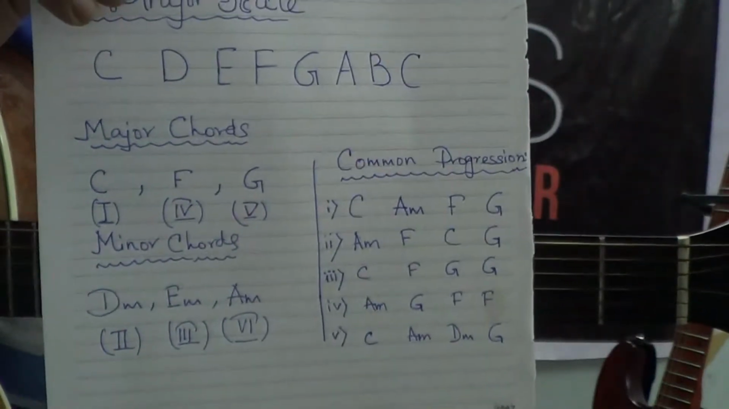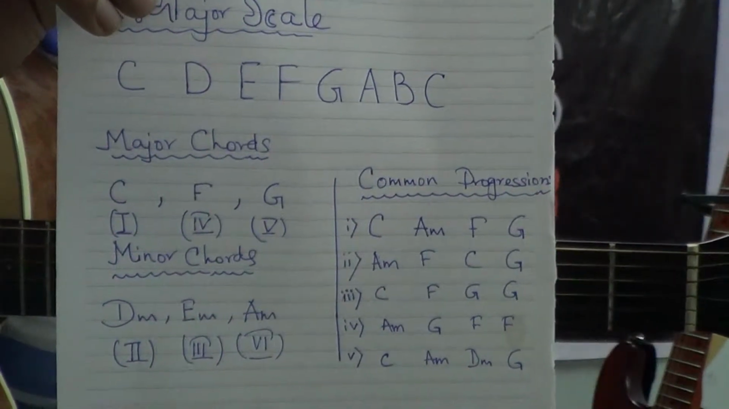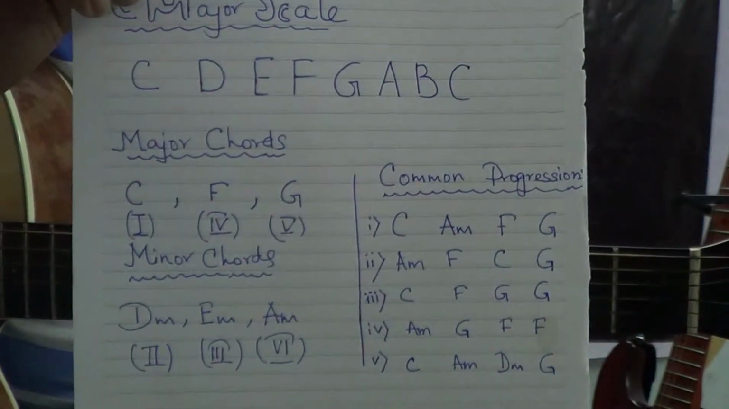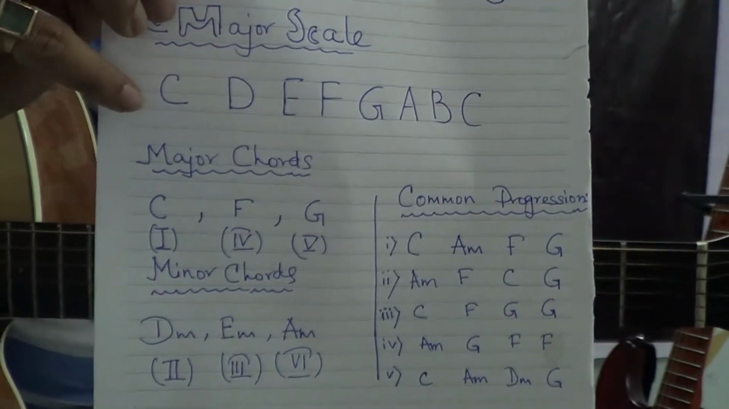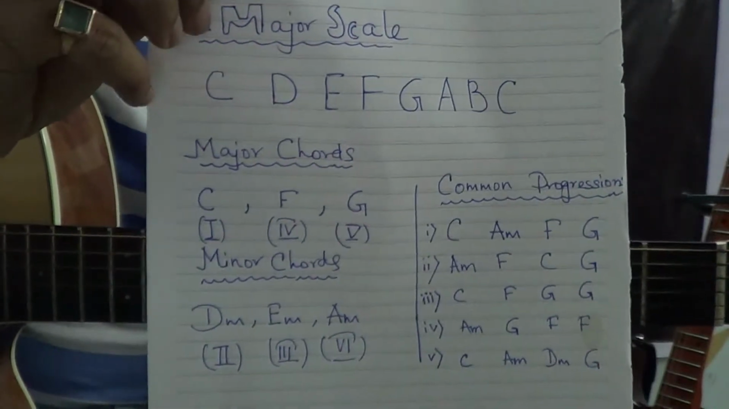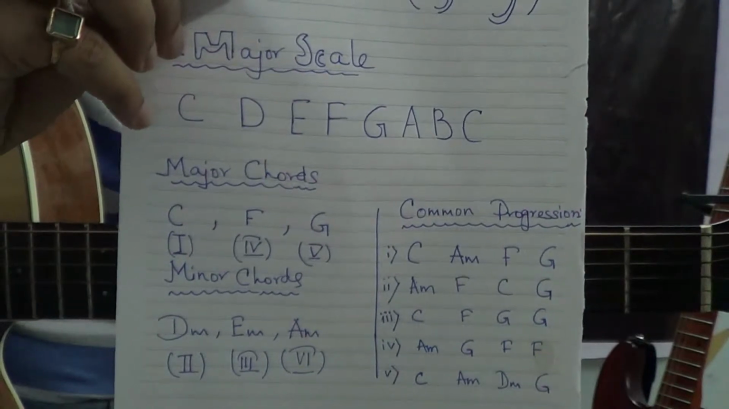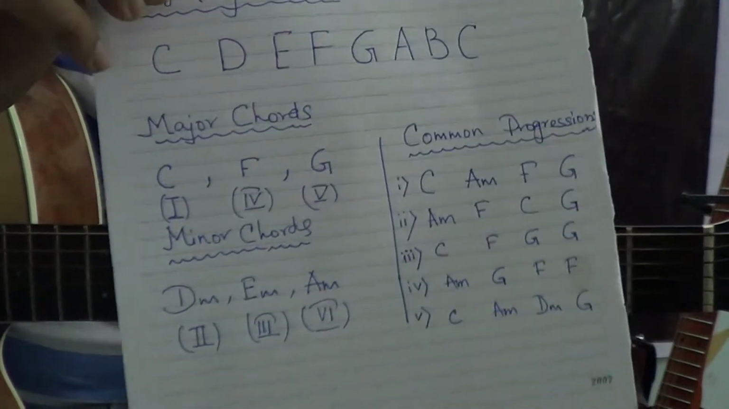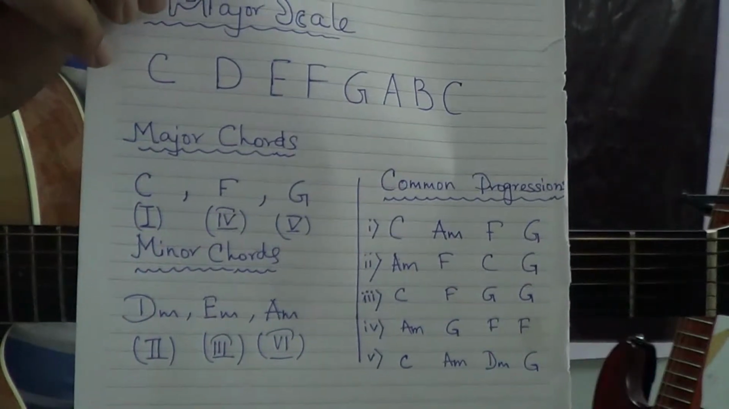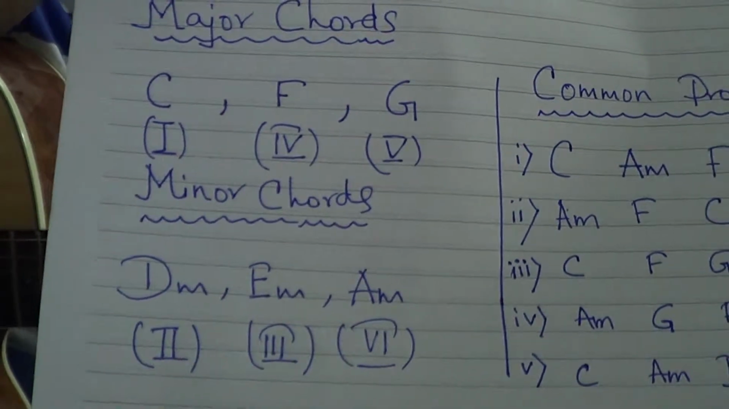Any major scale has got 3 major chords and 3 minor chords. I hope you know this. The first, fourth and fifth are major chords individually. For example, the major chords inside a particular C major scale will be C major, F major and G major. And minor chords are 2, 3, 6. That means D minor, E minor and A minor.